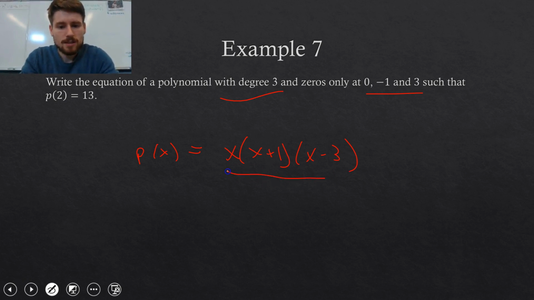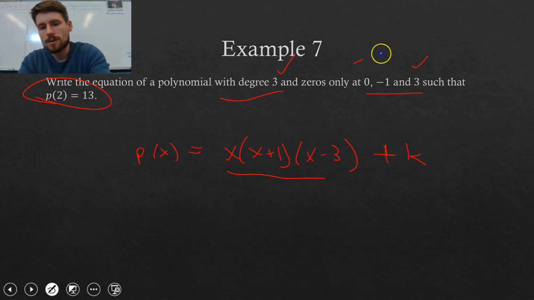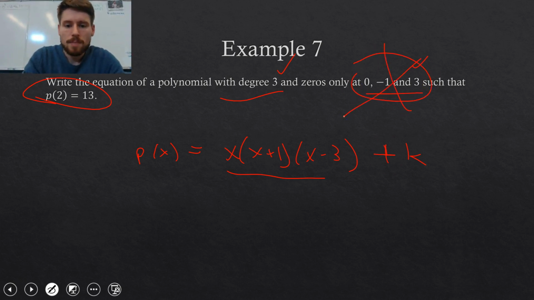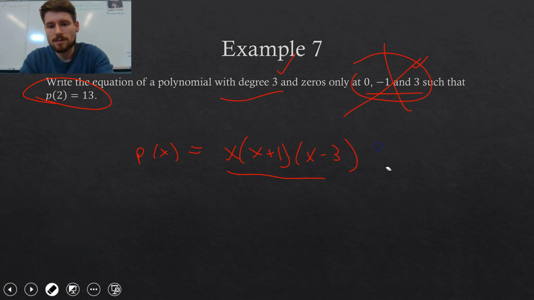We're forced into these three factors because our degree is 3. We've got that accounted for, but we haven't yet taken into account the p of 2 equals 13. And if I were to add a constant, k, onto this, then I'd actually change these, and I'd no longer satisfy this requirement. Because if I plugged 0 in, I would get k out as my answer. And so then 0 isn't a zero. Likewise, if I plug in negative 1, I get k as an answer. If I plug 3 in, I get k as an answer. So I can't just add a constant onto the end.